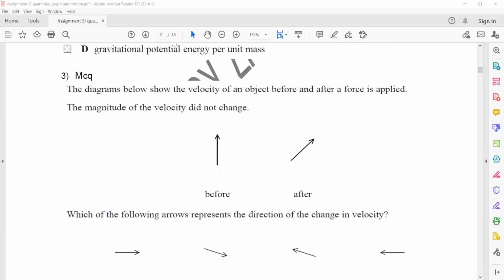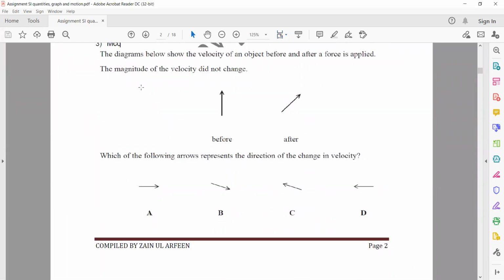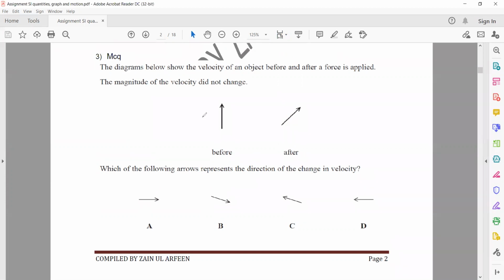In question 3, the diagram below shows the velocity of an object before and after a force is applied. The magnitude of the velocity did not change. Which of the following arrows represents the direction of the change in the velocity? So how can we work out the change in velocity? This one is the initial velocity u. This one is the final velocity v. If we are finding a change in velocity, it means we are finding v minus u.